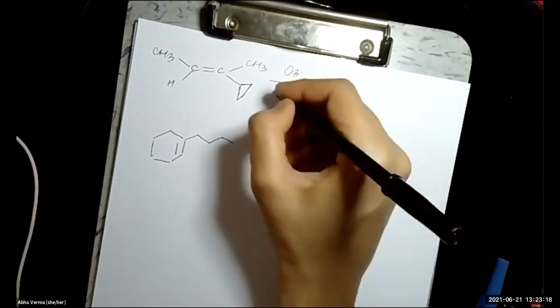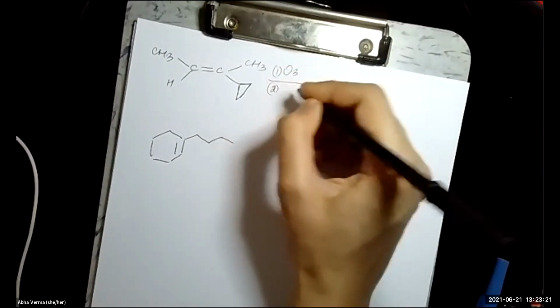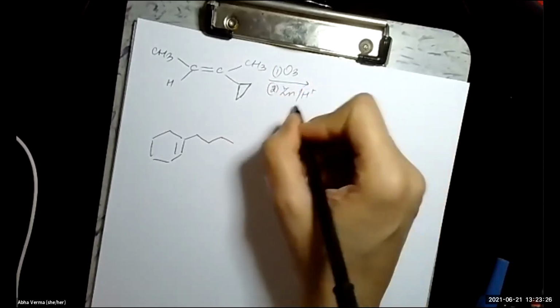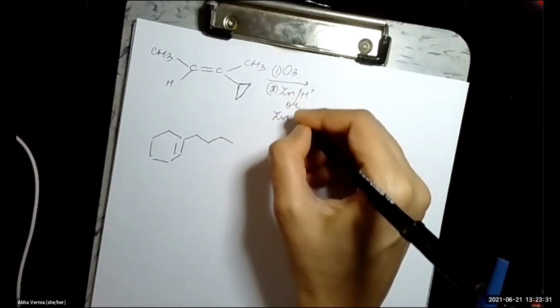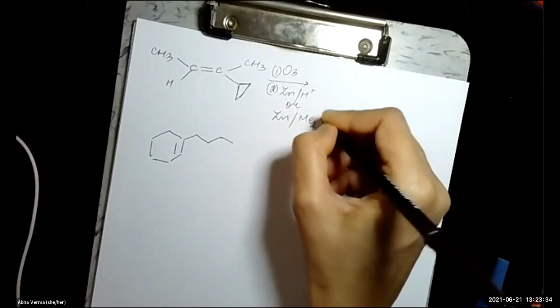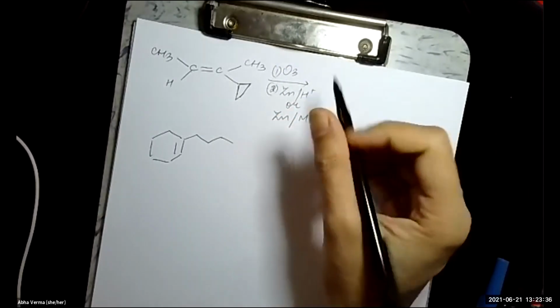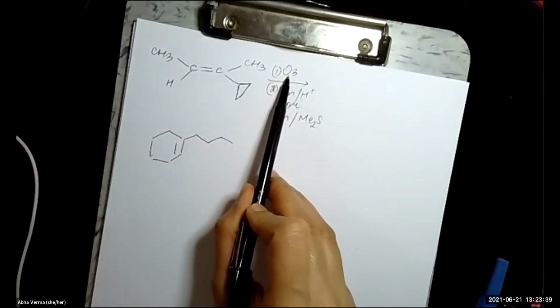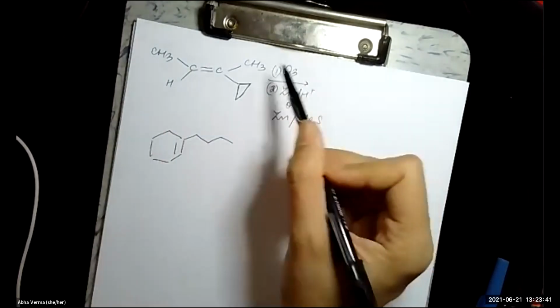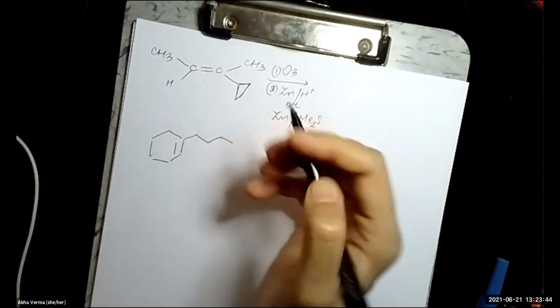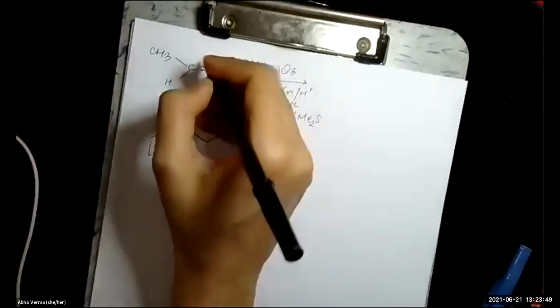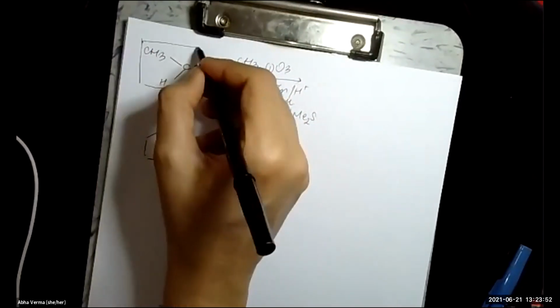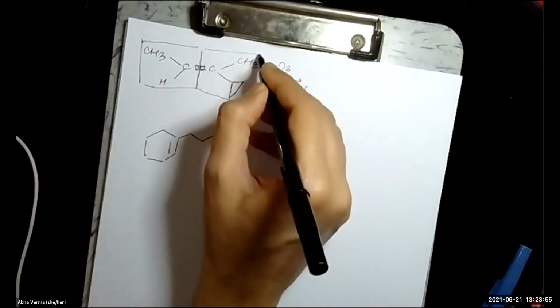And I have my ozone with zinc, and I can use H positive. This can be from acetic acid also, or I could use zinc with dimethyl sulfide also. What is my product going to be when I'm doing ozonolysis? Ozonolysis is going to cleave my product. I'm going to insert an oxygen here and an oxygen here. I'm going to break these two groups or products.